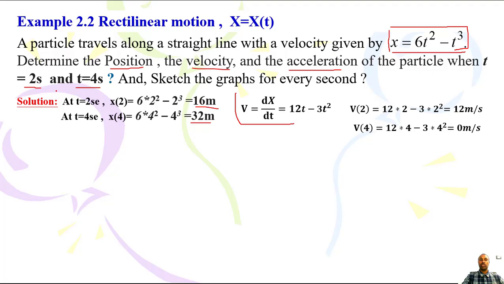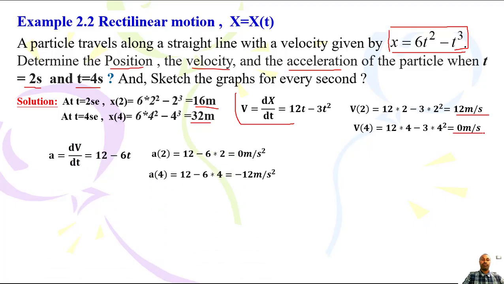Then what will be the velocity at 2 seconds? V of 2, you substitute, 12 meter per second. V of 4 is 0 meter per second. Then acceleration is dv by dt, 12 minus 6t. Acceleration, again you differentiate this one. So 12 minus 6t, then what is a of 2? 0. And a of 4, you get this one. You simply substitute in this equation.